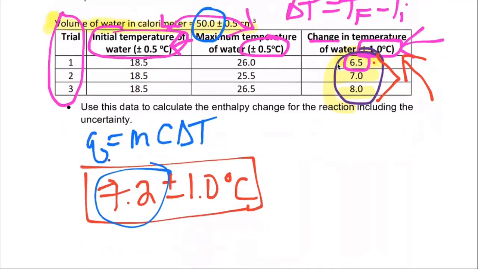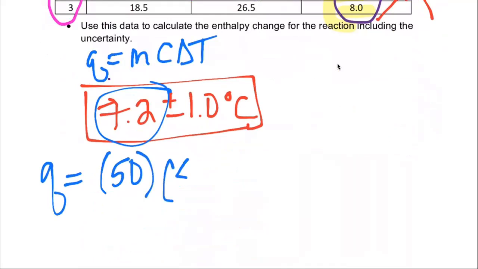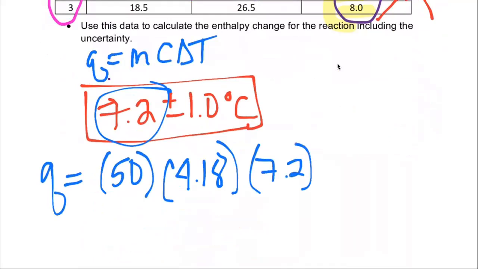Okay. So I'm going to come down here and I'm going to plug everything in. Q equals the mass is going to be 50. C in your notes is 4.18. Delta T is 7.2. Okay. So if I multiply all of these, I get, let's see, 50 times 4.18 times 7.2. I get 1,504.8. Remember, Q always comes out in joules.